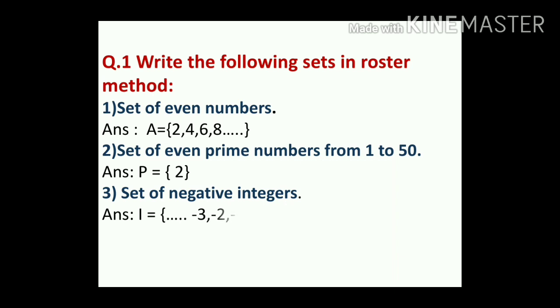Give the set name children. I equal to, open the curly bracket, dash dash means infinite. Integers are infinite, children. So dash dash -3, -2, -1.